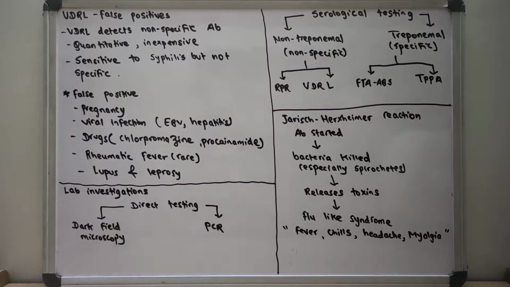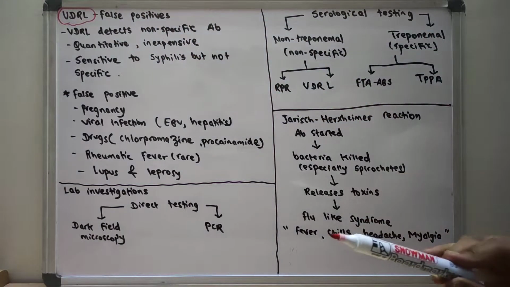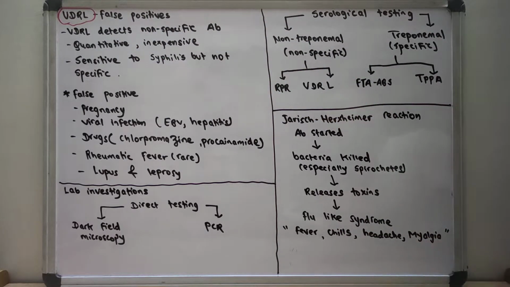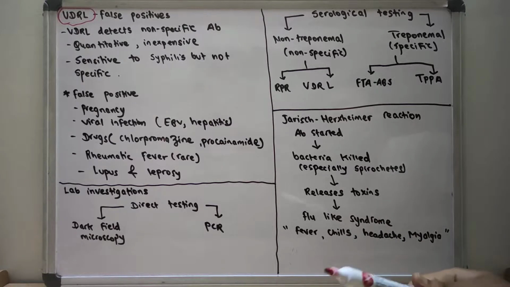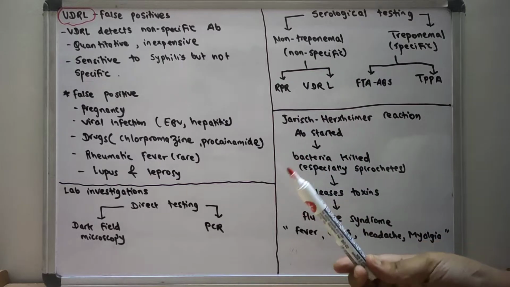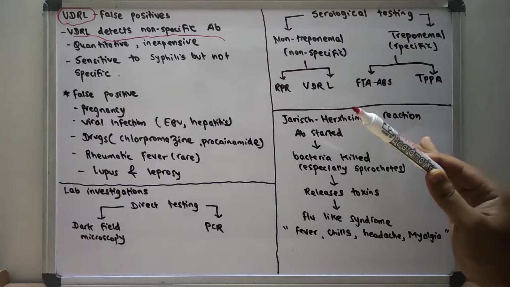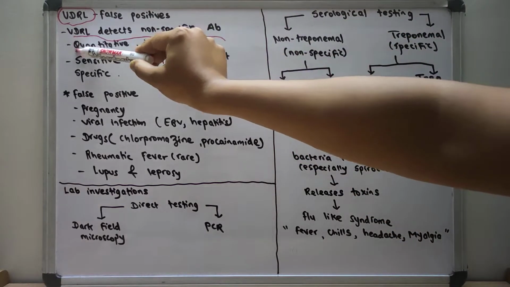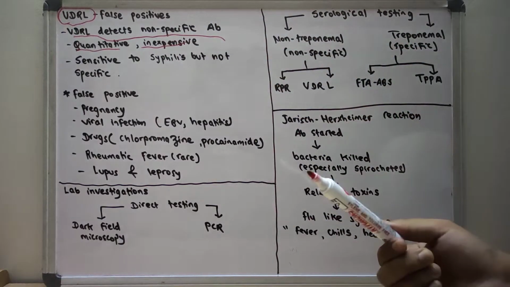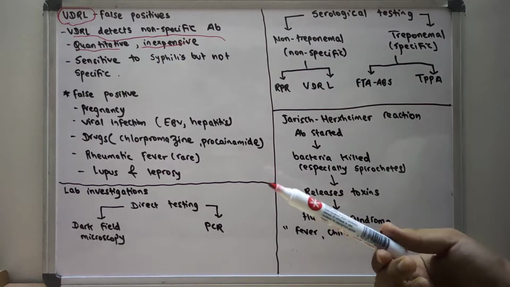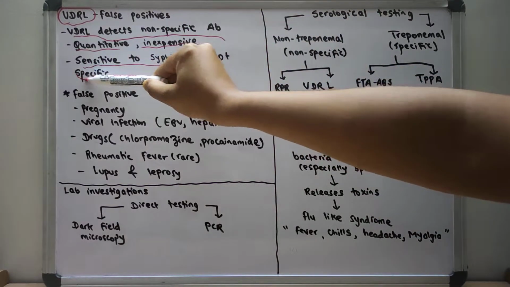So first of all, let us talk briefly about the VDRL. The full form of VDRL is Venereal Disease Research Laboratory. The VDRL detects non-specific antibody, it is quantitative and it is also inexpensive, so it is widely used in various laboratories. The VDRL is sensitive to syphilis, but it is not very specific.